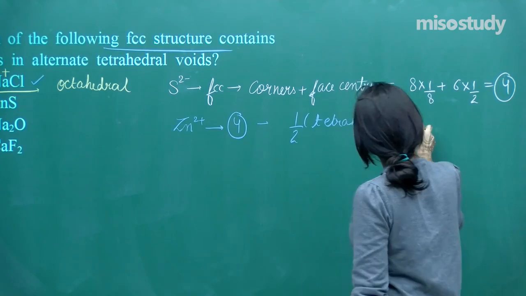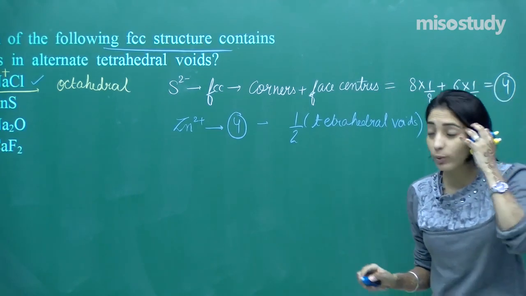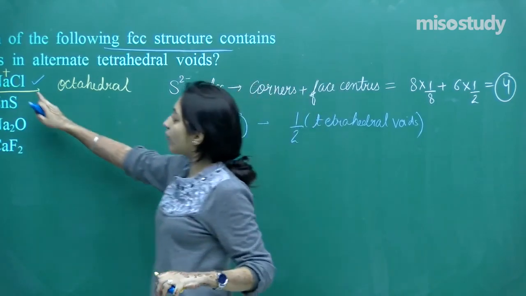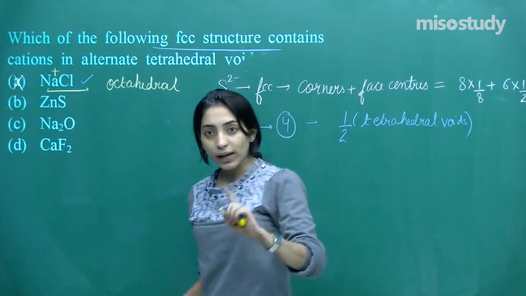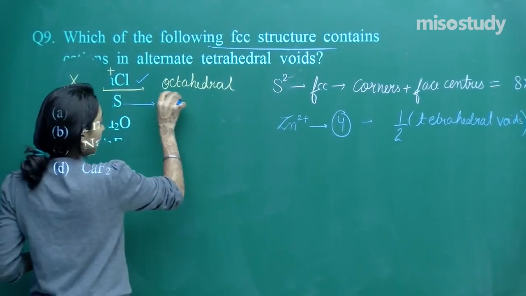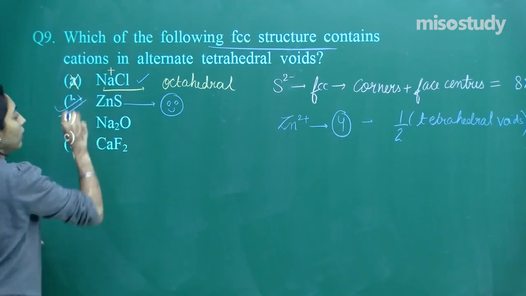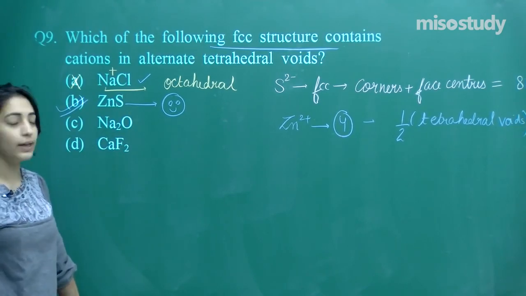So if you want to see these things again, this I have recorded in my lecture as well. How to remember the structure of NaCl, ZnS, Na2O and CaF2, right? So you can refer to the video and you will finally end up getting the answer as ZnS. Option number B. Clear enough?